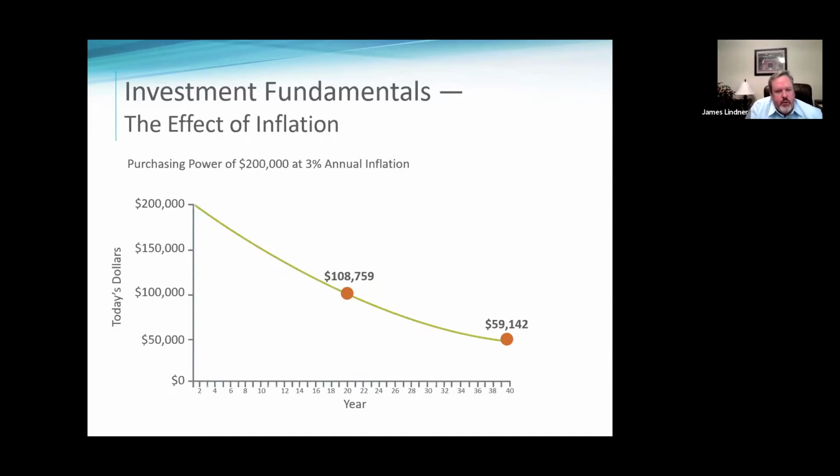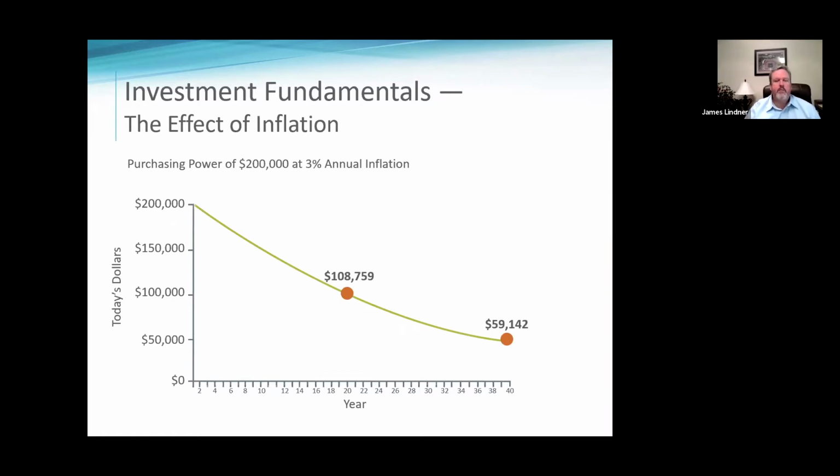So what this is doing here is, if you take a look at the $200,000, in year 20 the purchasing power is as if it went down to $108,000. And then in 40 years, and this is at just a basic 3% inflation rate, it's actually worth the purchasing power of $59,000. It'll still be $200,000, but it just costs you so much more to buy the same products.